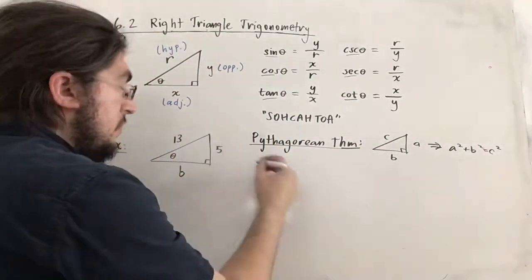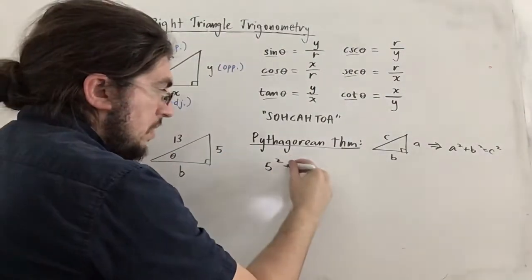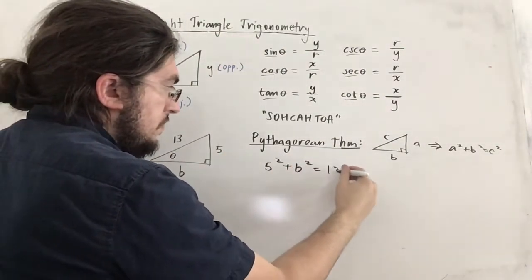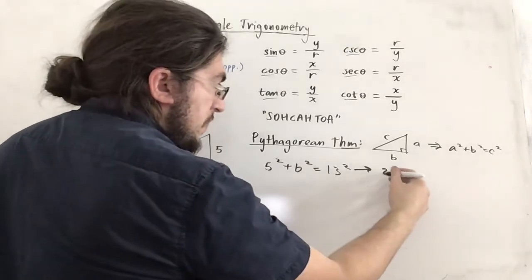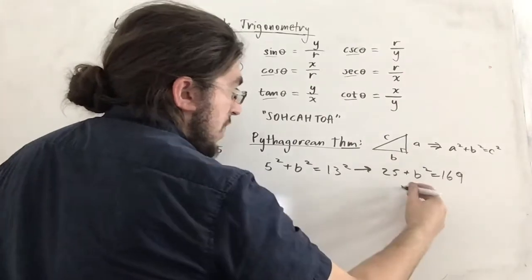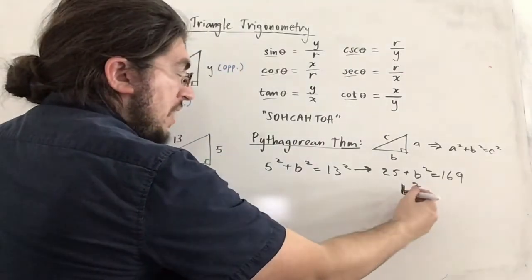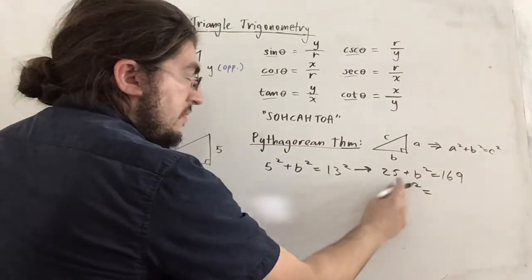So in this particular case, we have 5 squared plus b squared is equal to 13 squared. And that tells me that 25 plus b squared is equal to 169. If we subtract, we get b squared is equal to 169 minus 25, which ends up being 144.